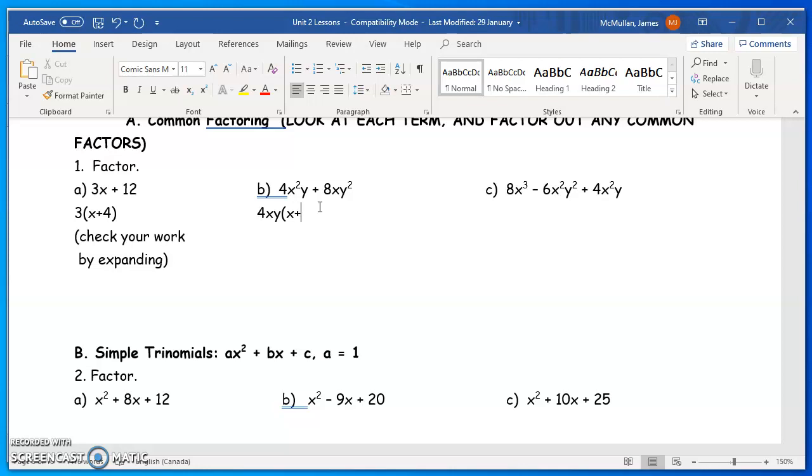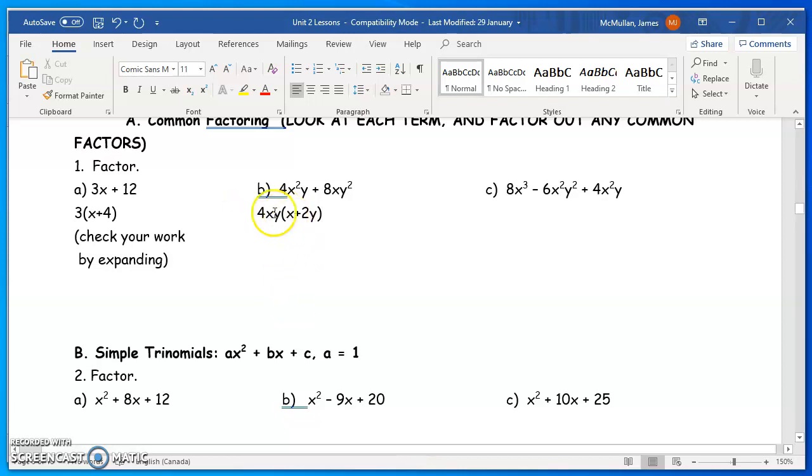When you go to the second chunk, you have 8 divided by 4 is 2. X divided by x is 1. It cancels out. I'm not going to write 1. And then y squared is y times y. And then you're dividing by a y, so you have y times y divided by y. Two of those y's cancel. You're left with a single y there.